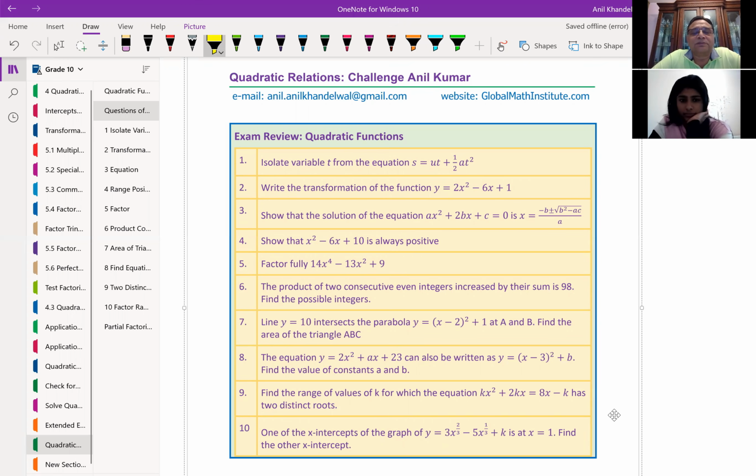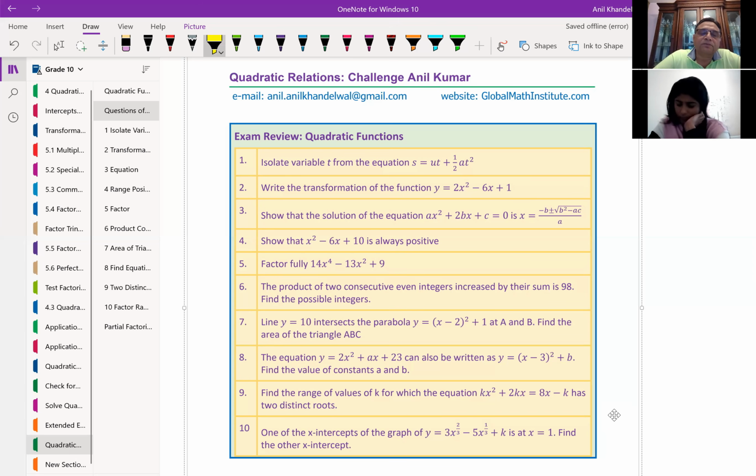In question 3, show that the solution of the equation ax squared plus 2bx plus c equals 0 is x equals minus b plus or minus the square root of b squared minus ac, all over a. This is a derivation of your quadratic formula. Question 4: show that x squared minus 6x plus 10 is always positive. Question 5: factor fully 14x to the power of 4 minus 13x squared plus 9. Question 6: the product of two consecutive integers increased by their sum is 98. Find the possible integers. A simple word problem which could be complicated at times.